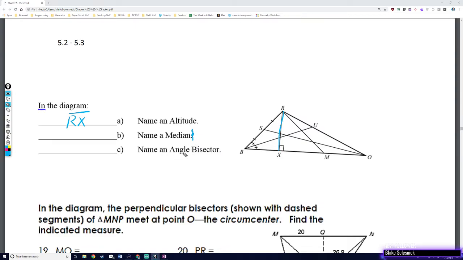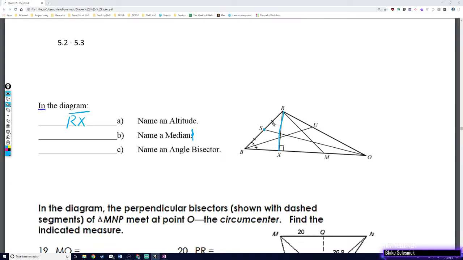Anyway, so if you think about a median, we think of midpoint. So we know that it goes from a midpoint to the opposite side. So I'm checking to see if there's any midpoints on any of these. Is U a midpoint? Could be, but it's not marked, so I'm going to say no. Is M a midpoint? Doesn't look like it, and it's not marked, so no. Is X a midpoint? Nope, doesn't look like it, and it's not marked.